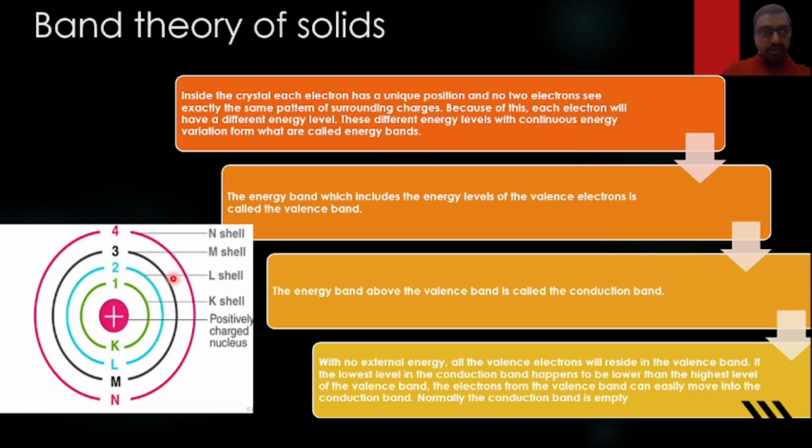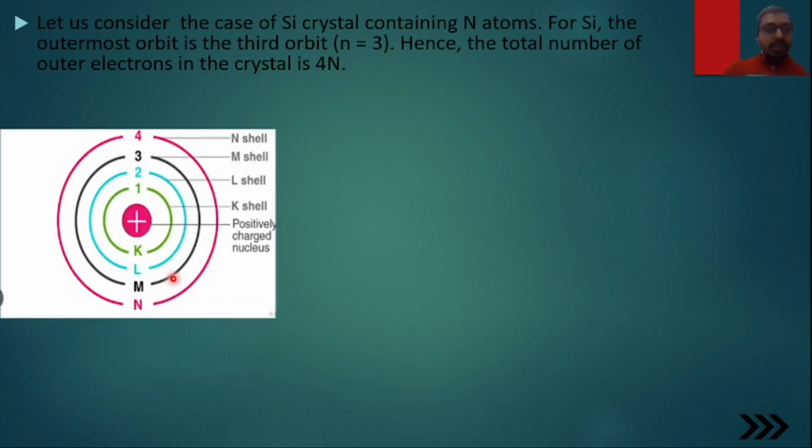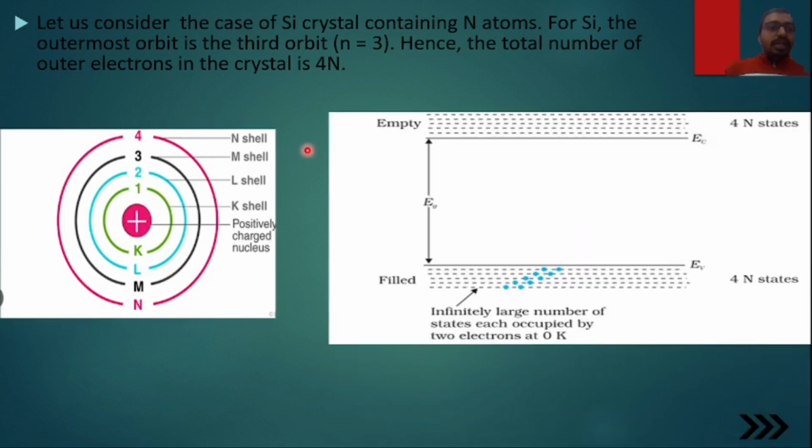Now let us discuss how the bands are formed. Here I have considered the case of silicon. Silicon has atomic number 14, and it has 4 electrons in its outer orbit, and these 4 electrons are in the third orbit. Considering this, it has one energy level that I have specified here.